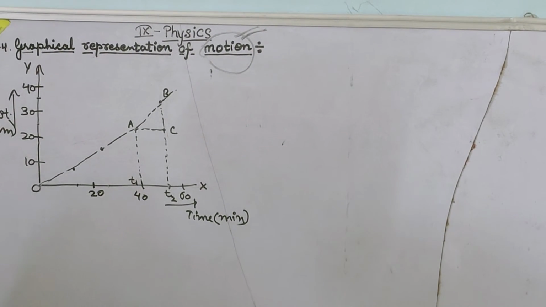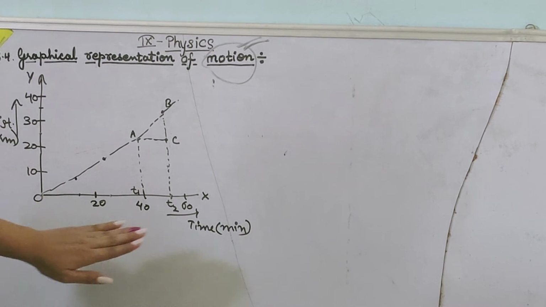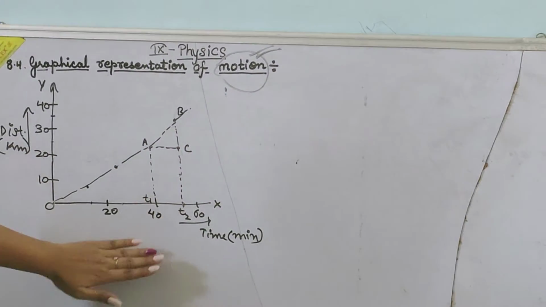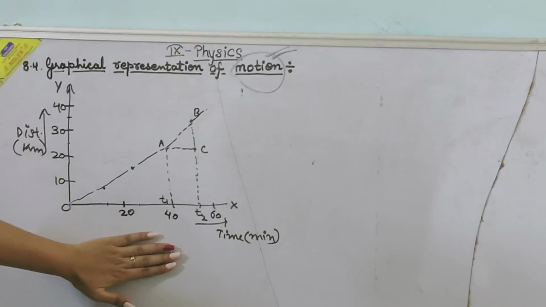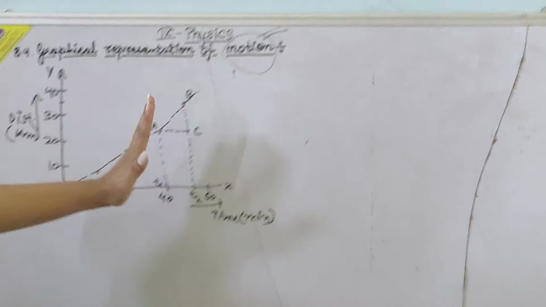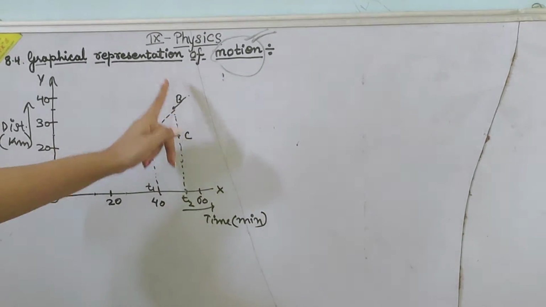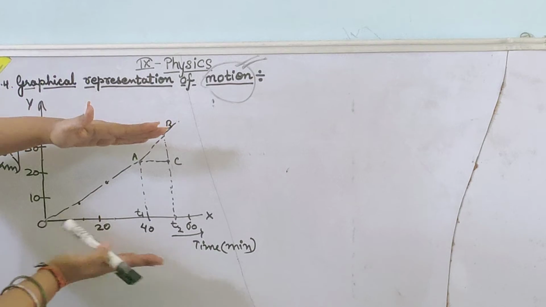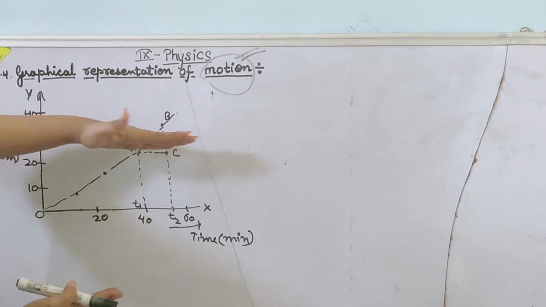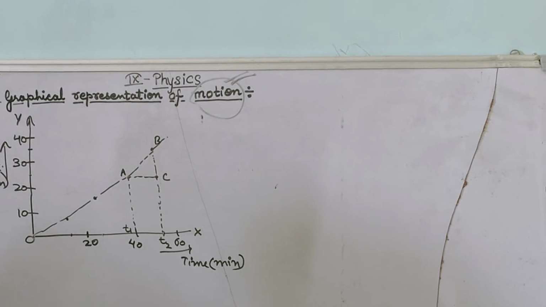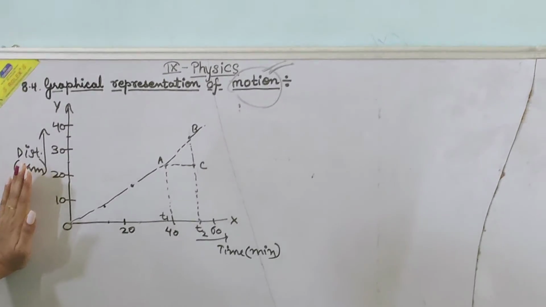Draw a line parallel to the x axis. The AC line will be parallel to the x axis, from point A, and another line parallel to the y axis. Which line will be parallel to the y axis? BC. BC will be parallel to the y axis, and what will be parallel to the x axis? Which line have we drawn? AC. So this is the graph shown in the book.